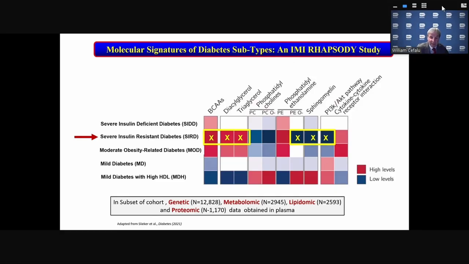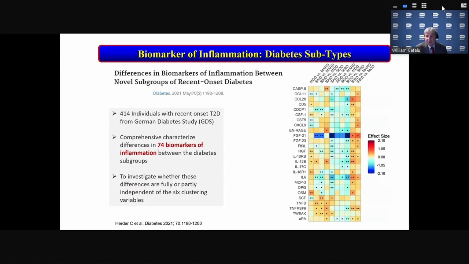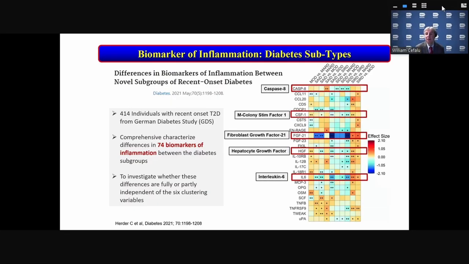Now, when you look at mild diabetes, this had the lower levels of diacetyl and triacylglyceride and the more favorable profile for the insulin receptor proteins, and the moderate had levels somewhat intermediate. Another example comes from Dr. Herder's group from the German Diabetes Study that looked at over 75 biomarkers of inflammation and looked at the differences between the subtypes, and after controlling for confounding variables, demonstrated that there are several biomarkers that appear to be different depending on the comparisons of the subtype. So this suggests that many of these subtypes may indeed have specific molecular signatures, and that I think is of great interest.